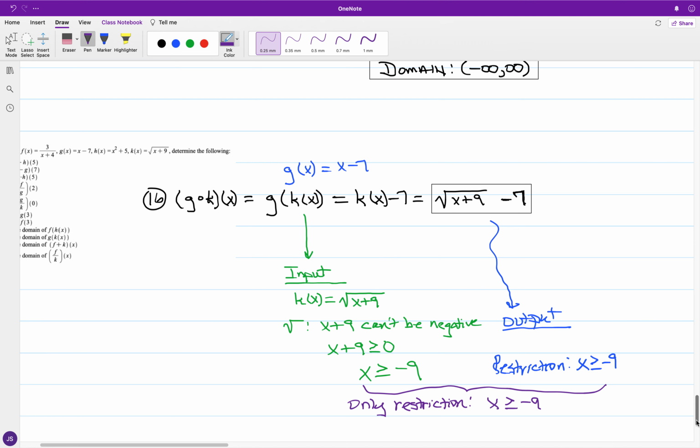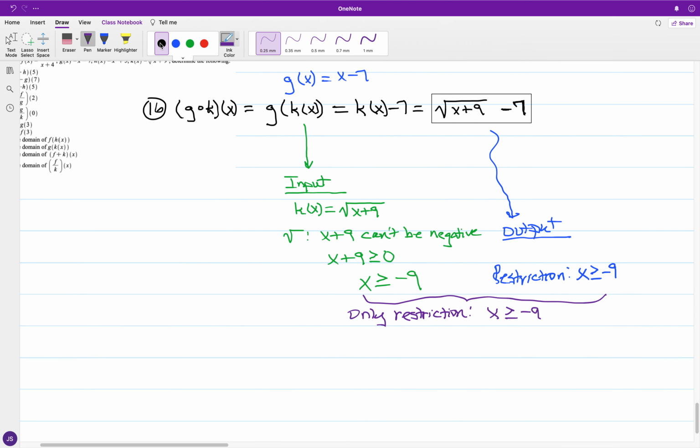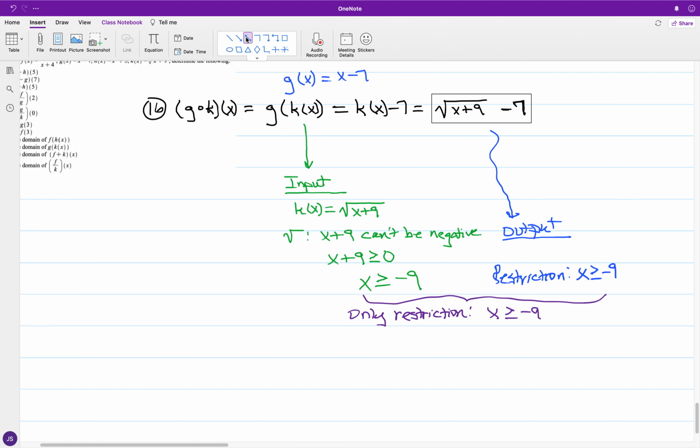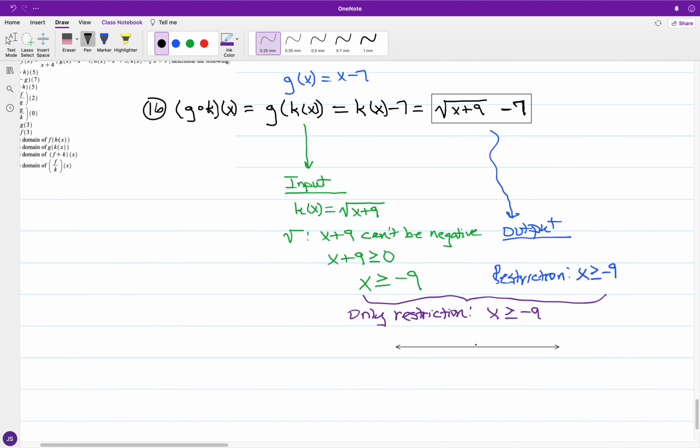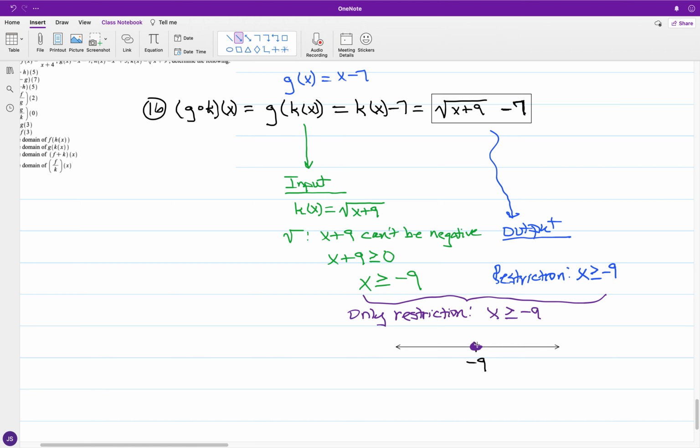And so for what we have for the domain, just looking at it visually, you have again the central piece of value with negative 9, and now we have negative 9 included thanks to the equal sign. So we have a solid point, and everything else is going to be greater than. And so we're going to have a ray that is going to go out to the right.